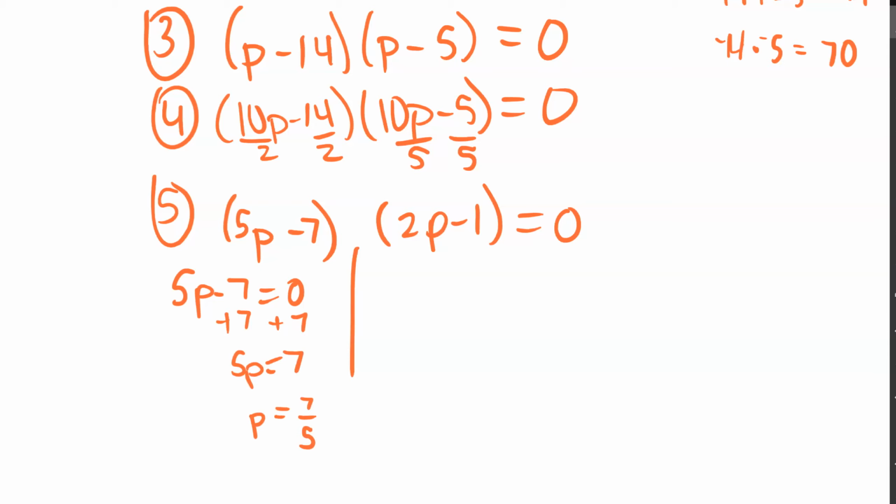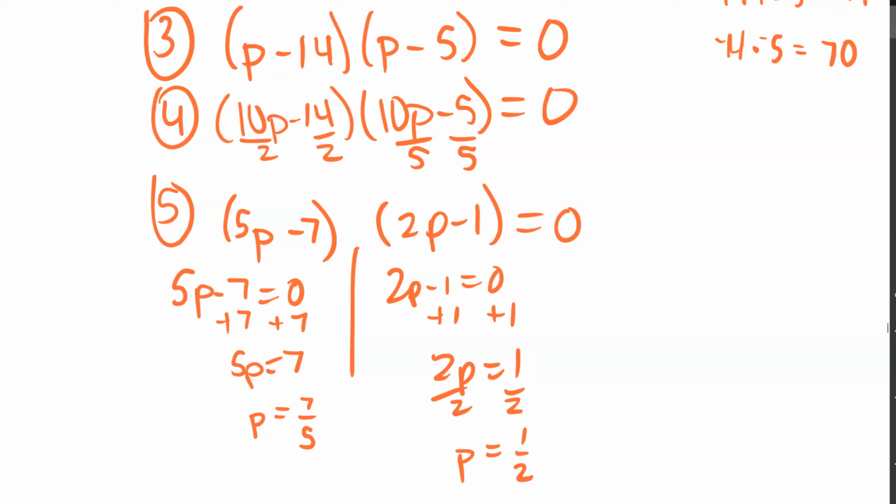So I'm showing the steps I go through. It's just a 2-step equation. Add 7 to the other side. Then you're going to divide by your 5 to get p by itself. For the other side, once again, it's a 2-step equation. Got to add 1 to both sides. And then you would divide by 2.